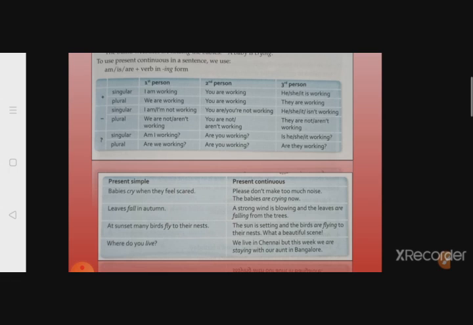So this indicates a temporary situation, as we studied before, that when we are talking about temporary situation, we are going to use continuous tense. That means कि ये वीक हम हमारी आंट के साथ रह रहे हैं, उसके बाद वापस चेन्नई चले जाएंगे, राइट? So to write the sentence, this week we are staying with our aunt in Bangalore, that represents continuous tense. So students, I hope that you are clear with present simple and present continuous tense.